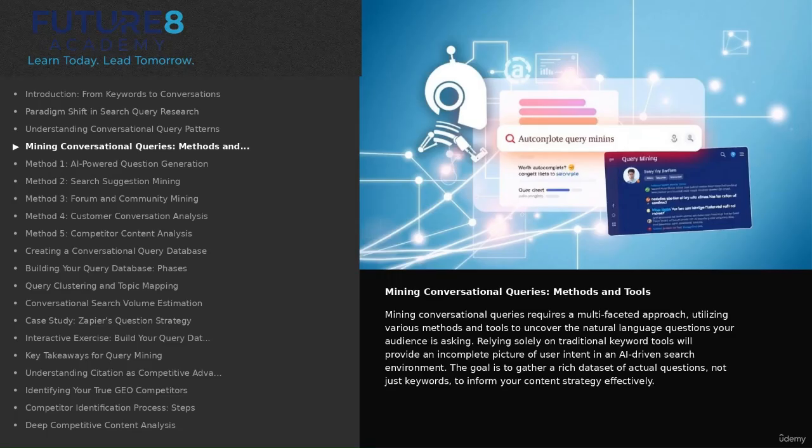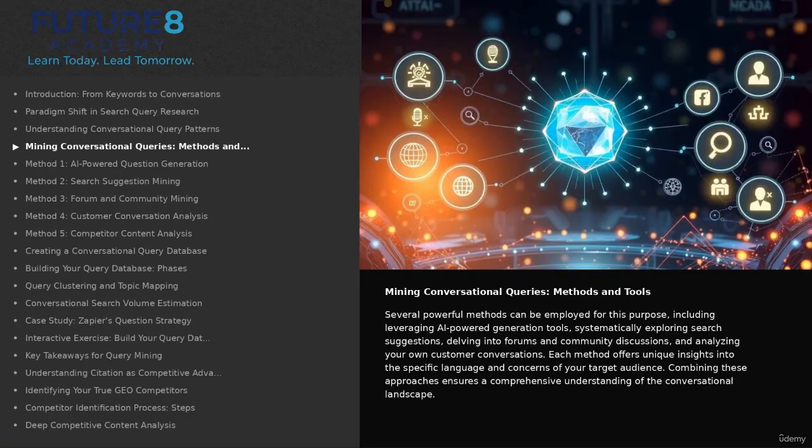Mining conversational queries, methods and tools. Mining conversational queries requires a multifaceted approach, utilizing various methods and tools to uncover the natural language questions your audience is asking. Relying solely on traditional keyword tools will provide an incomplete picture of user intent in an AI-driven search environment. The goal is to gather a rich dataset of actual questions, not just keywords, to inform your content strategy effectively. Several powerful methods can be employed for this purpose, including leveraging AI-powered generation tools, systematically exploring search suggestions, delving into forums and community discussions, and analyzing your own customer conversations.